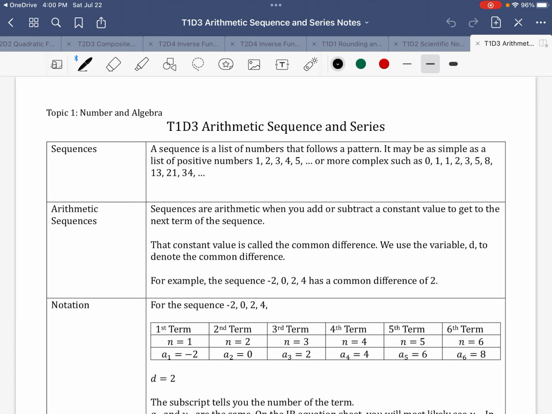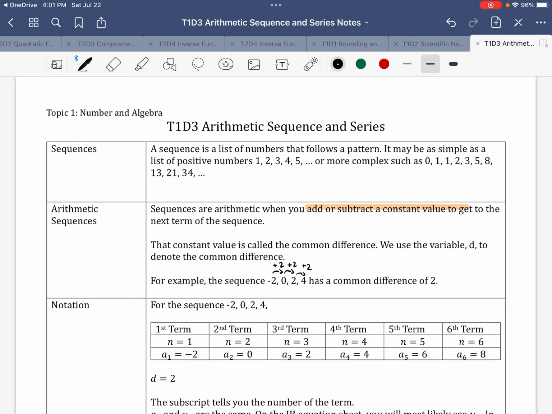If we talk specifically about arithmetic sequences, we know that they are arithmetic when you can add or subtract a constant value. So for example, if you're always going to add 2, like that is your pattern, then you have an arithmetic sequence. Or if you're going to take away 3, okay? So if we have this sequence, -2, 0, 2, 4, you can see that we're always adding 2. That's the pattern. That's what makes the sequence arithmetic, okay?